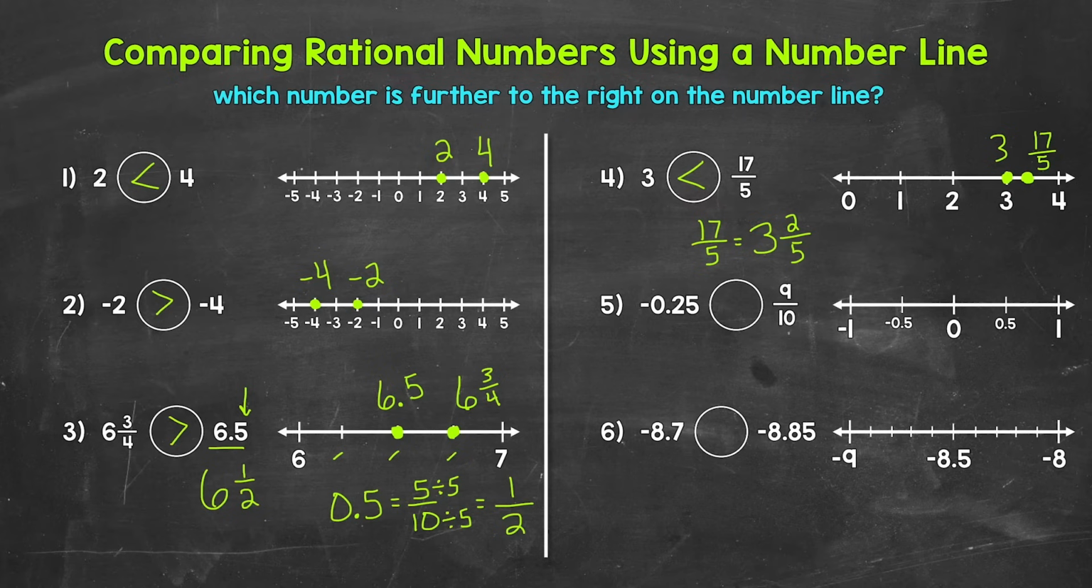Moving on to number 5, we have negative 25 hundredths is greater than, less than, or equal to 9 tenths. Now here we are comparing a negative to a positive. So the positive is automatically going to be greater. But let's put these on the number line to show that. And remember, it's helpful to have both numbers in the same form. So let's do decimal form for this one. 9 tenths in fractional form, so 9 over 10, is written like this in decimal form.